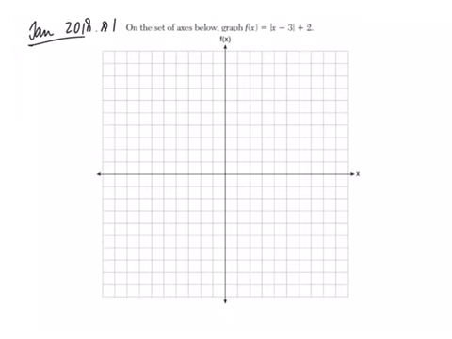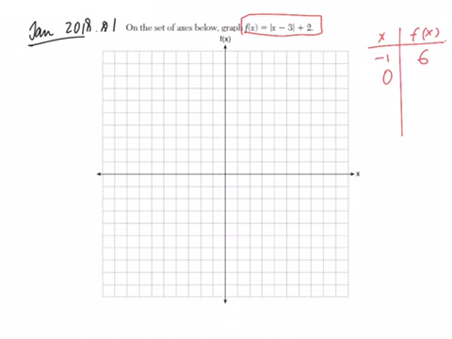Let's get this set of values. So x and fx. We are trying to plot this graph: absolute value of x minus 3, plus 2. So let's put in values. At -1 we get 6. At 0 we get 5. At 1 we get 4. At 2 we get 3. At 3 we get 2. At 4 we get 3. At 5 we get 4.